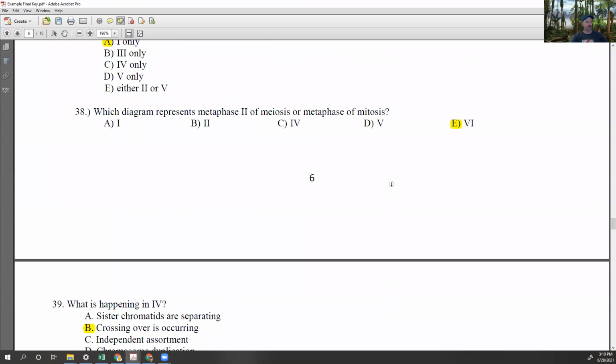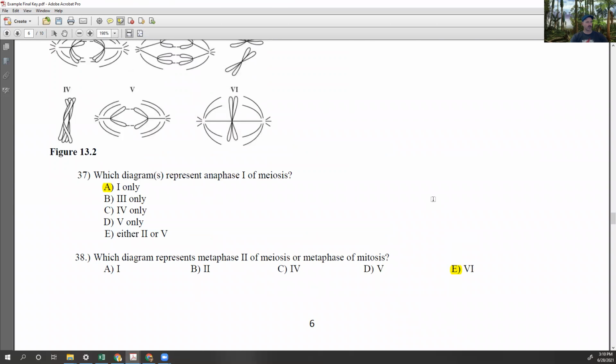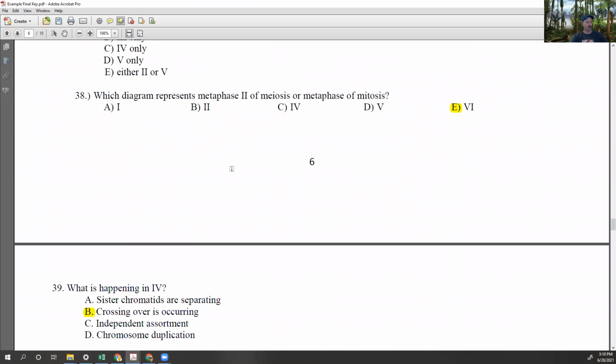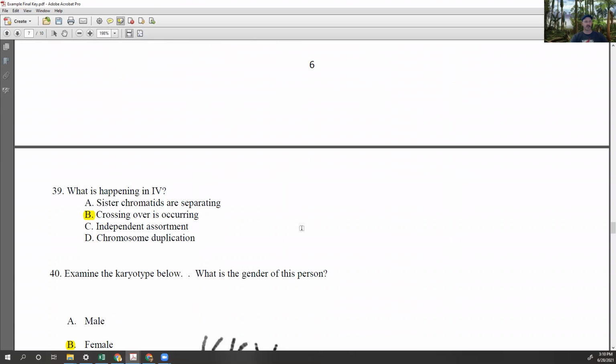What is happening in 4? Let's find 4. What's happening there? Well, there we have synapsis. So crossing over is occurring. Chromosomes are paired up.